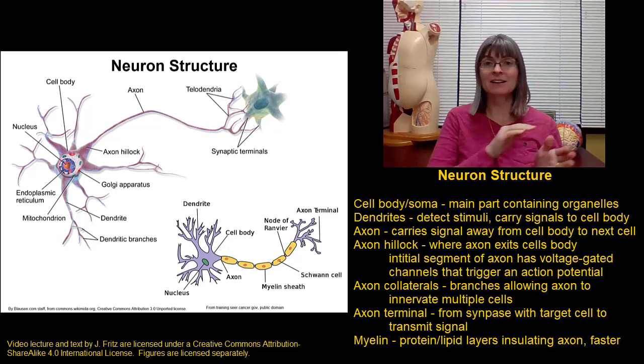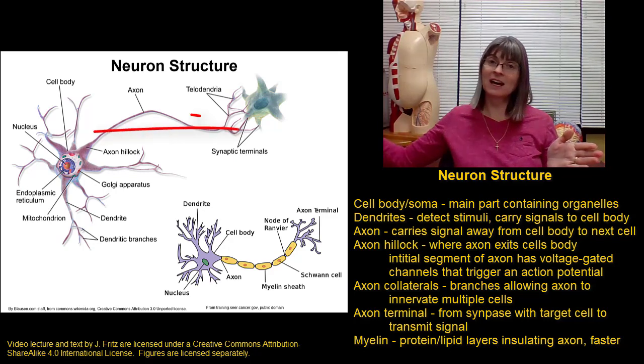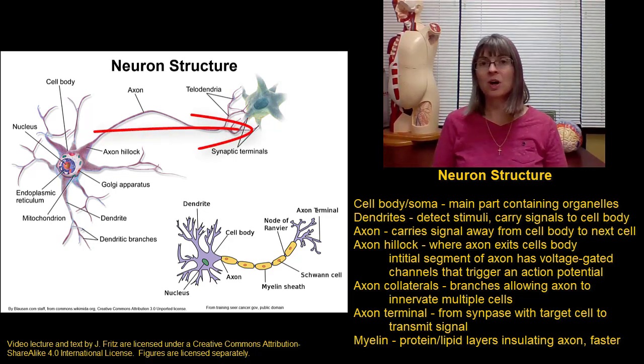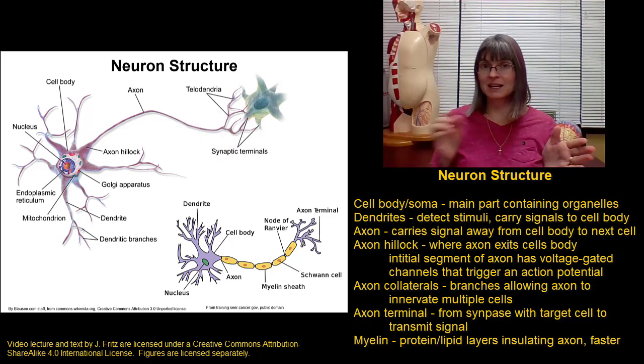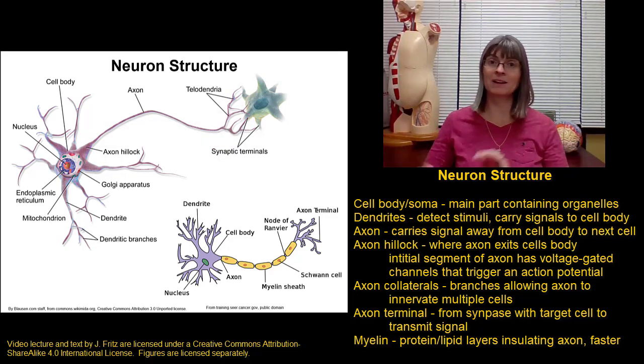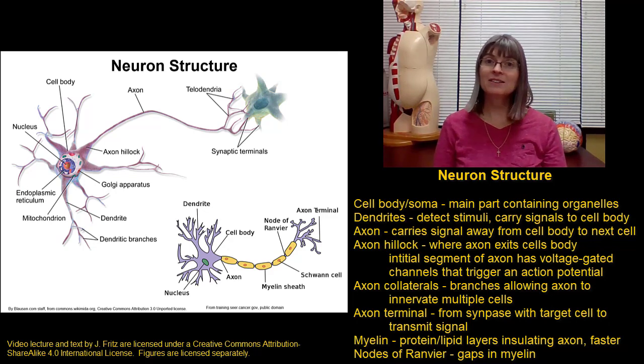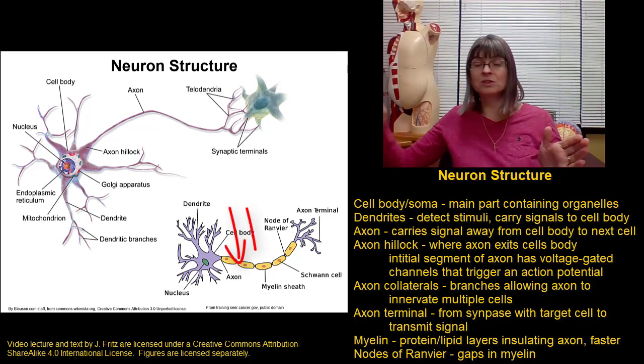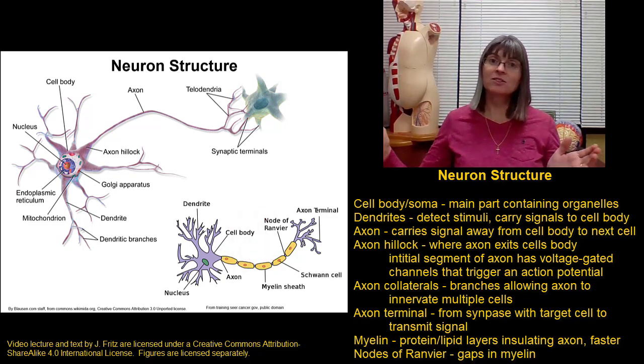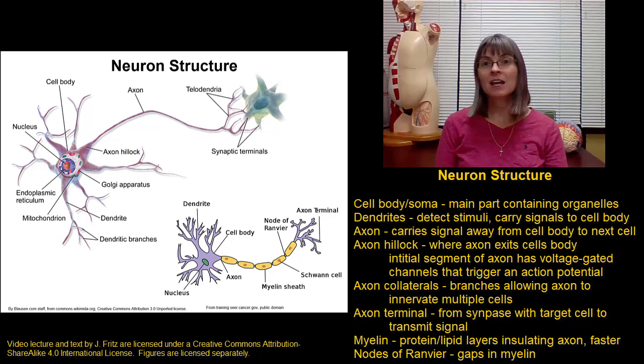In a non-myelinated axon, the signal travels the entire length of the axon, and it travels relatively slow. We're talking about 1 to 2 meters per second is how fast the signal goes along an unmyelinated axon. In myelinated axons, the signal skips to these gaps between the sections of myelin. These gaps are called the nodes of Ranvier, and by transmitting the signal from node to node to node, it goes a lot faster. This is called saltatory conduction, and saltatory conduction along a myelinated axon can travel as fast as 120 meters per second. So that's a lot faster than an unmyelinated axon.